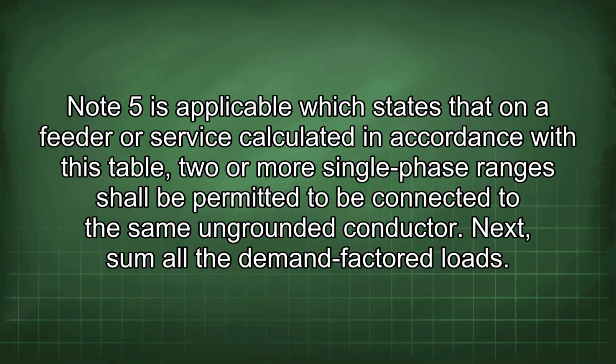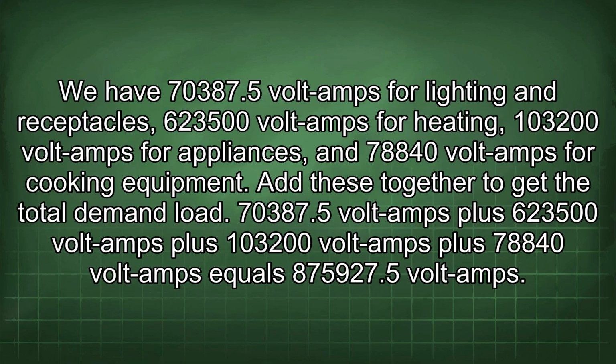Next, sum all the demand-factored loads. We have 70,387.5 volt amps for lighting and receptacles, 623,500 volt amps for heating, 103,200 volt amps for appliances, and 78,840 volt amps for cooking equipment. Add these together to get the total demand load.